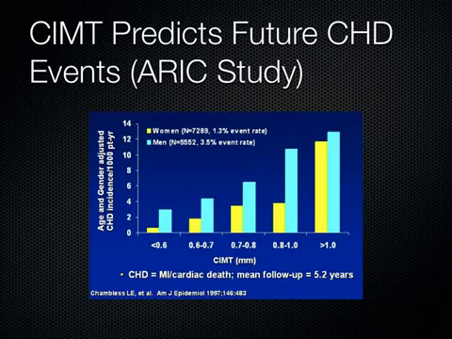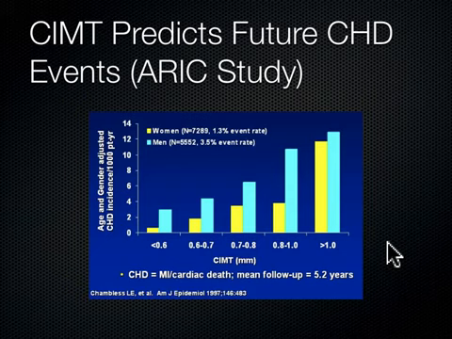They took 7,200 women and 5,500 men, aged 45 to 64 years, who were free of coronary heart disease at baseline. And then they monitored their CIMTs, their carotid intimal medial thicknesses, over 5.2 years. They used death or heart attacks as an endpoint. Basically, if you had a CIMT greater than 1.0, whether you're male or female, you ended up in a very high risk category for having a serious event. And so that's sort of a cutoff.